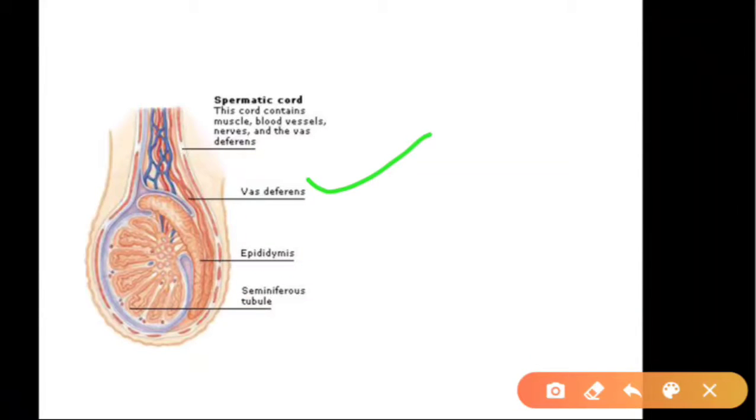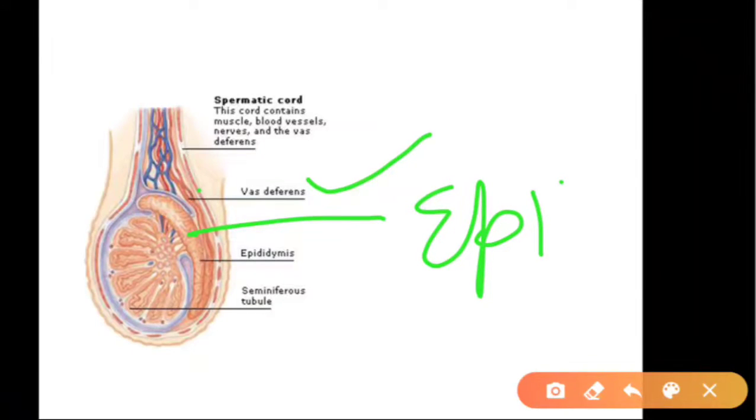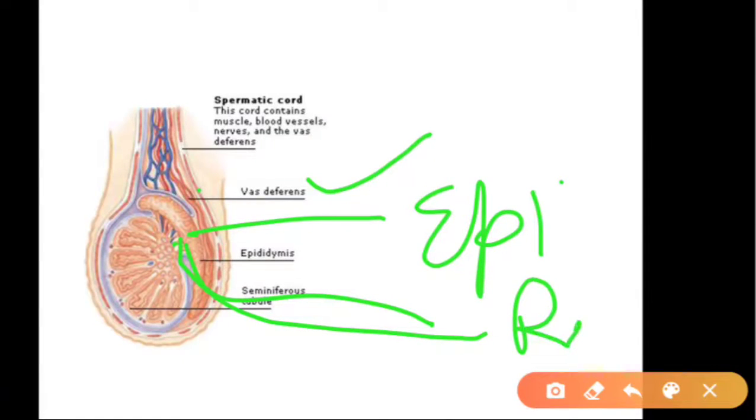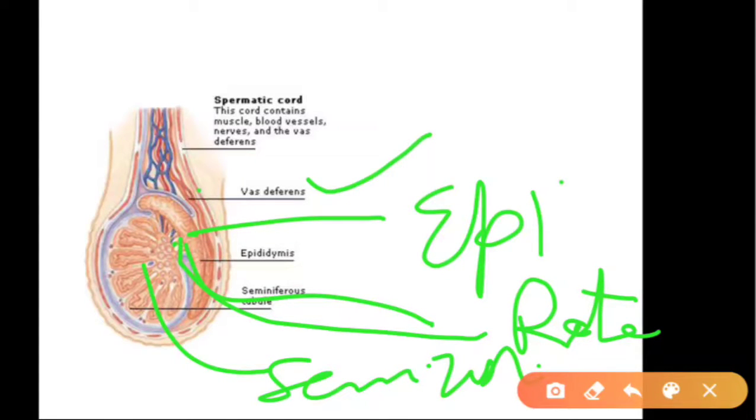This is the vas deferens you can see, and this is the epididymis. Before the epididymis you can see the rete testis. And before the rete testis there are the seminiferous tubules. I think you understand the location of these accessory ducts, right? This is the seminiferous tubules, rete testis, vasa efferentia, and then epididymis, and then vas deferens.